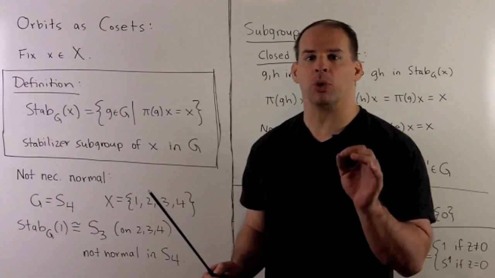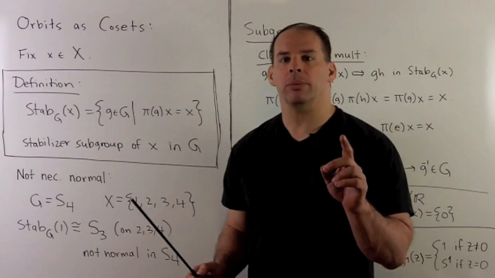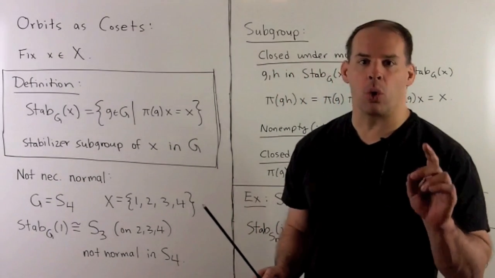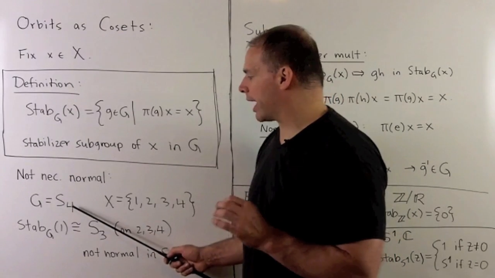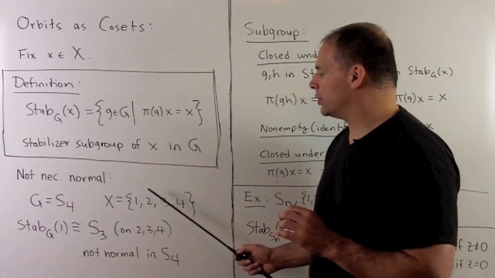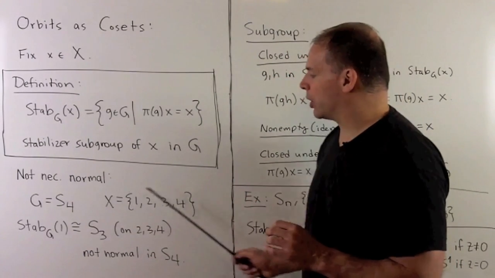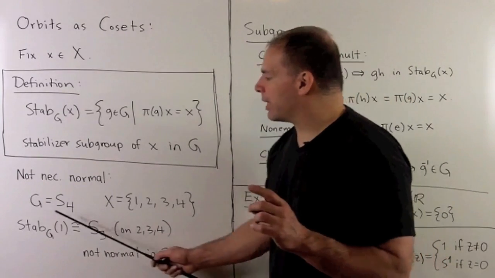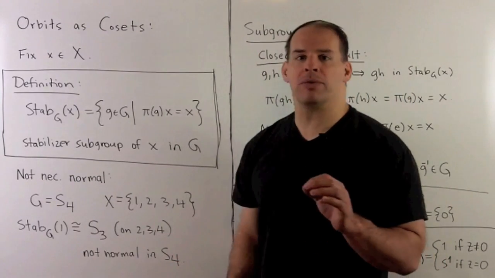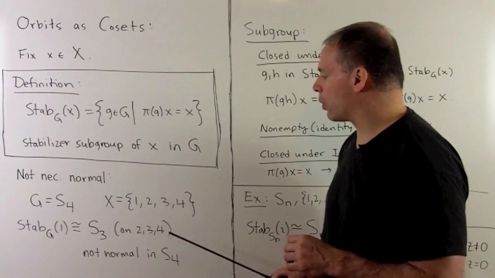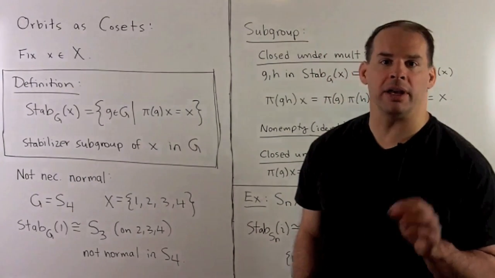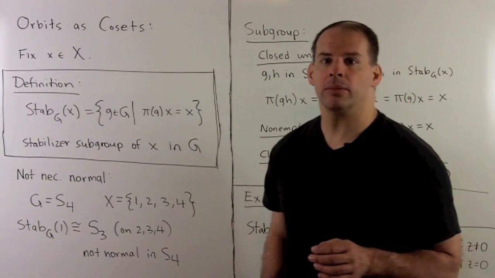Now, we'll show the subgroup property, but we note the stabilizer need not be normal. If I let G be the symmetric group on 4 letters, X equal to {1, 2, 3, 4}, we have the usual action. The stabilizer of 1 is going to be isomorphic to an S3, and that's on the labels 2, 3, and 4. So it is not normal in S4.